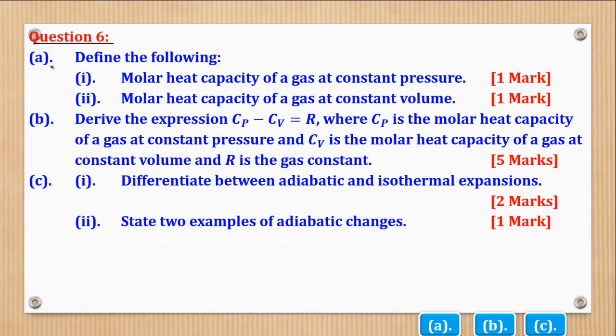So now we shall go to question 6. Question 6 part A says, define the following. Roman 1, molar heat capacity of a gas at constant volume. Roman 2, molar heat capacity of a gas at constant, the first one was constant pressure, second one was constant volume.